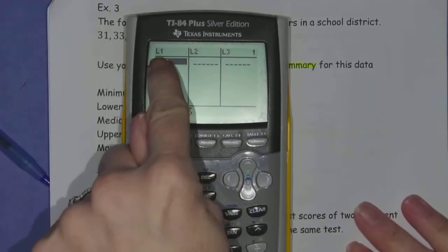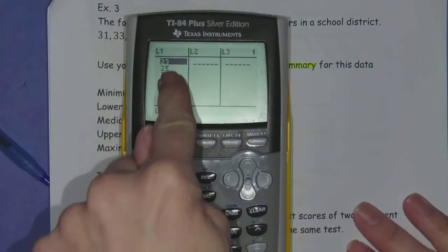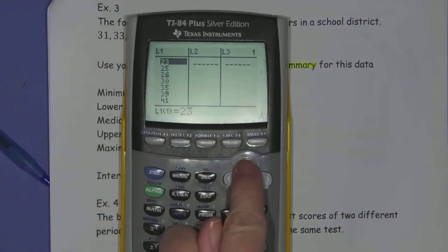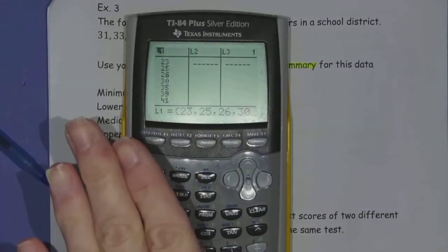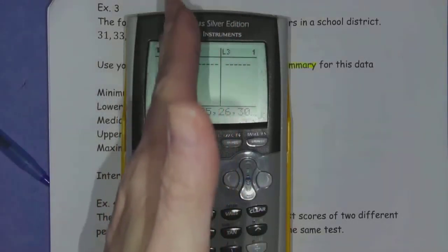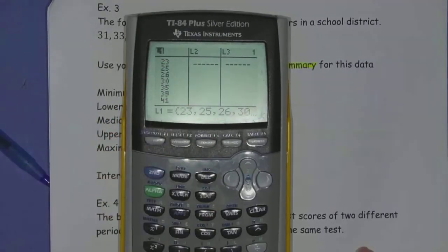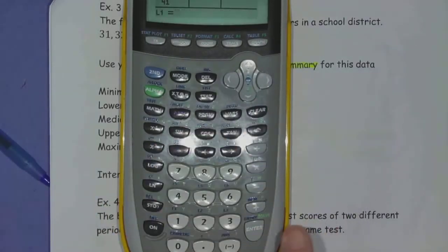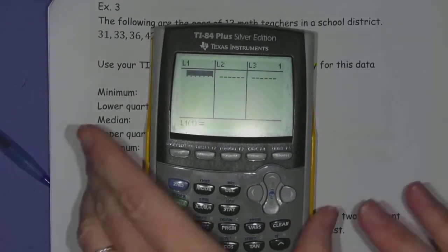Basically, these lists are going to come up. Now you can see I've already done something here. So the first thing I want to do is get rid of all my old stuff. I want to arrow up to highlight L1. And I repeat, do not press the delete key. That'll delete the list, including the L1. I don't want to do that. I just want to delete these numbers. So what you press is the clear button. Hit clear and then enter. And boom, it's gone, and I start fresh.